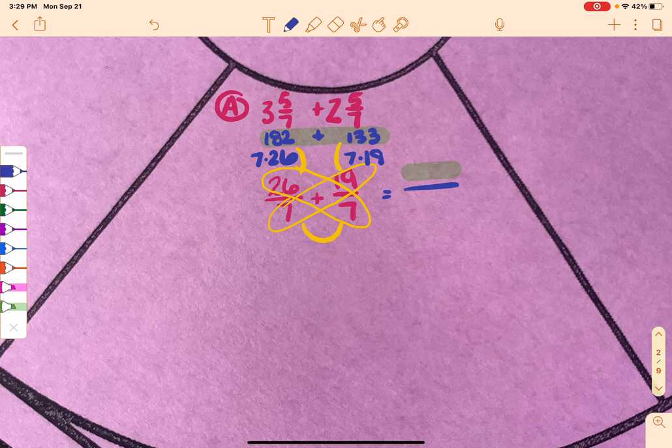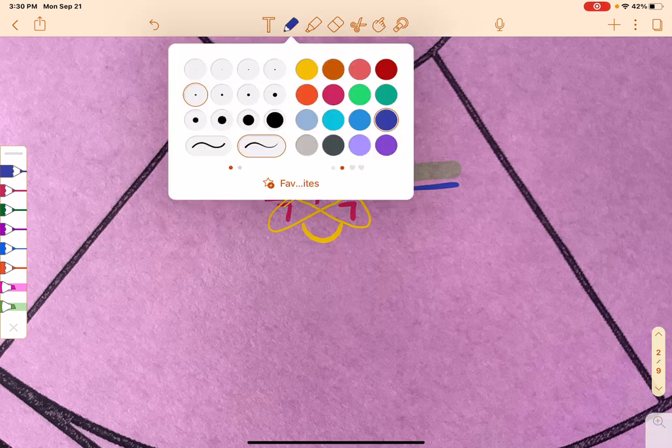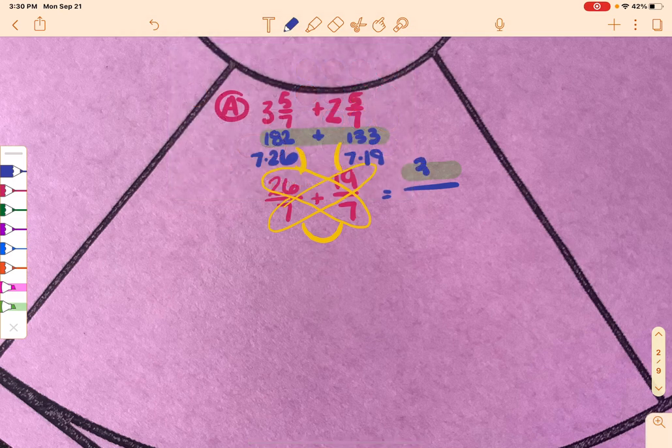So I'm going to add those two up, and I'm going to end up with 315. And now I'm going to go down here and focus. So I have 7 times 7, which is 49. And this goes here.